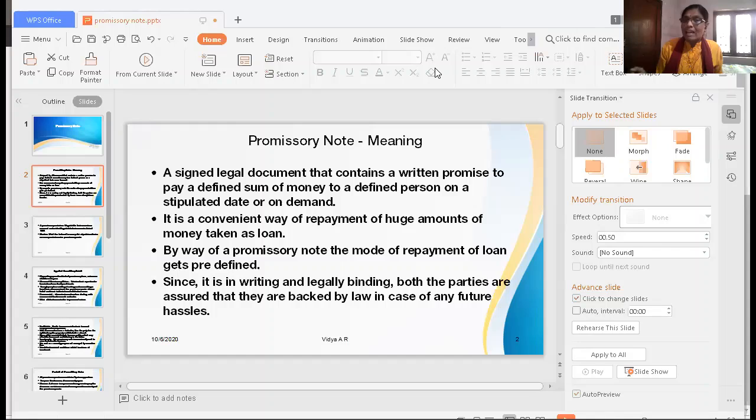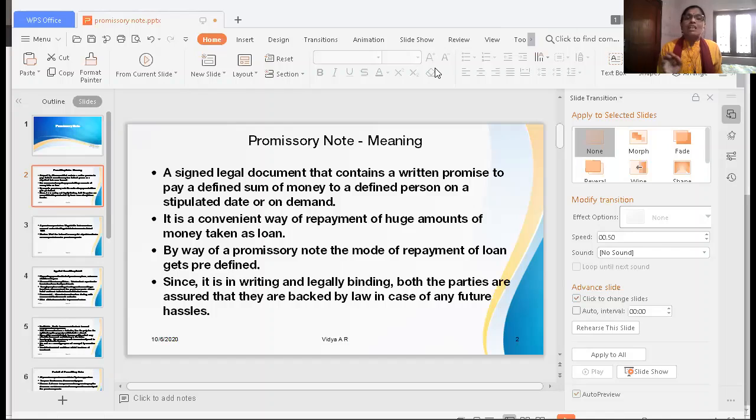And it is in writing and legally binding. It's a legal document. We have already told. It's a signed legal document. And it is in writing. You have to restrict that promissory note into clear writing. Only then it is legally binding.